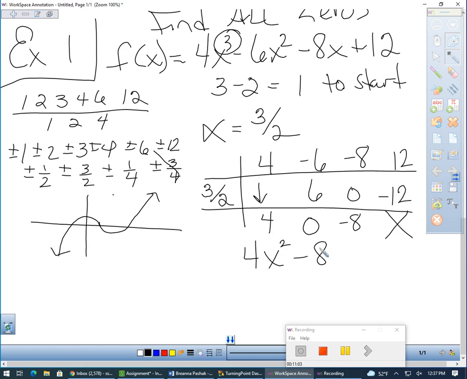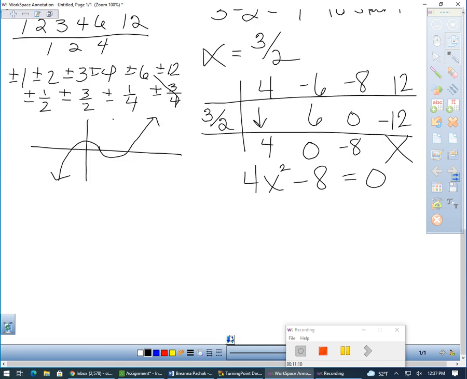My next step is to solve this quadratic. So I'm going to set this equal to 0. How would we like to go about solving for my last two solutions? Would you like to factor? Would you like to just get x by itself? What do you want to do?